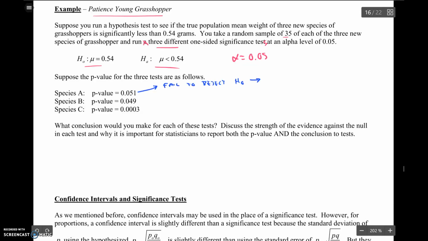So we would fail to conclude that the mean is less than 0.454. Here, this is less, so we are going to reject the null, but it's close. And we conclude that it is less than 0.454. And this one is much smaller, so this is going to be reject also.